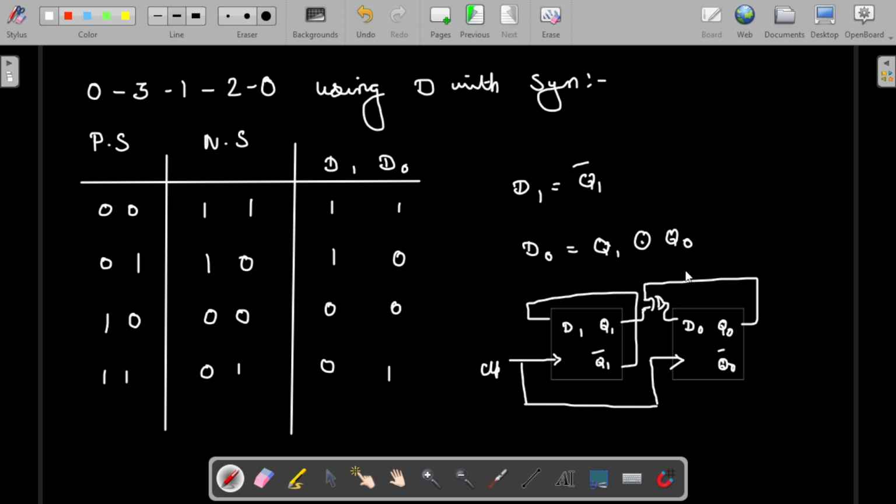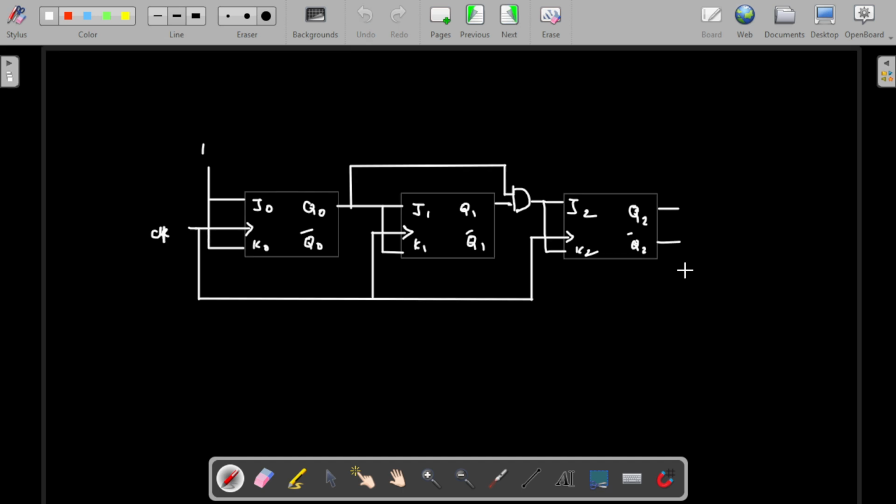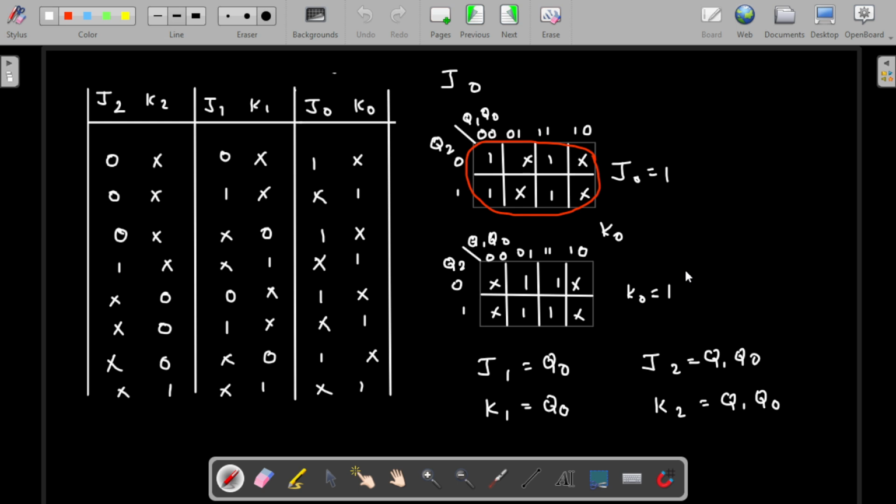So we have already gone through synchronous counter, asynchronous counter, up down counter, random sequence counter, everything we have analyzed. I hope now you are all very familiar with the concept of counters. I suggest you practice more questions.